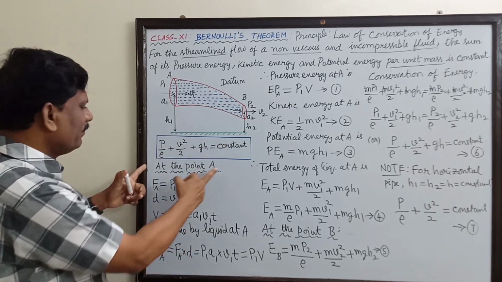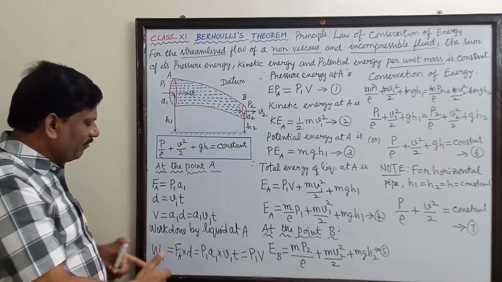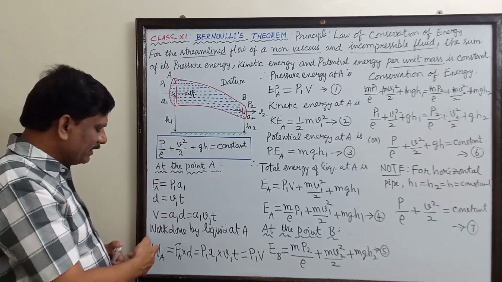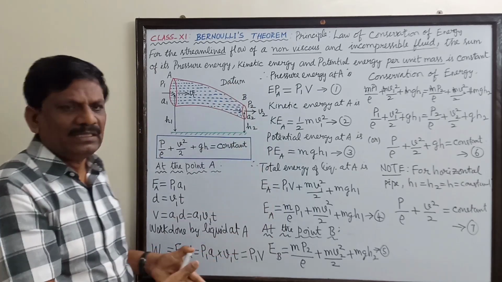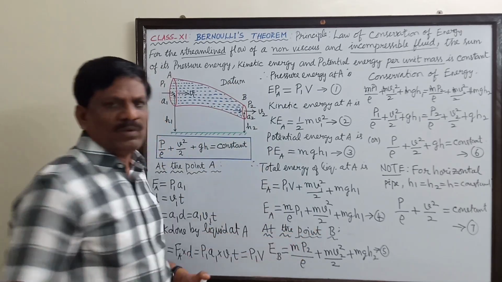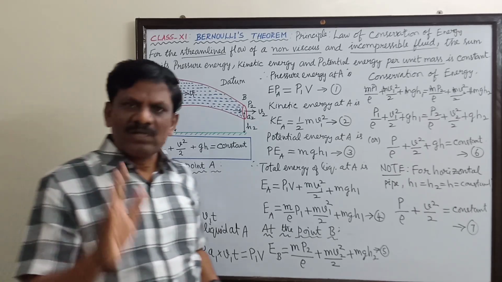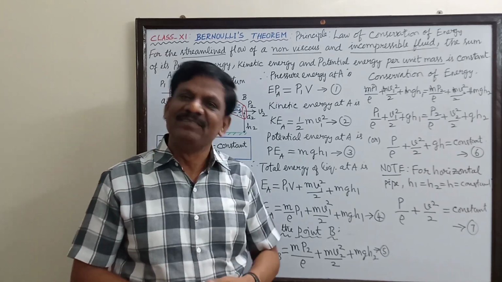Then you start with the left end A. So you get the expression for the force, distance and volume of the liquid. Then work done. Then automatically you will continue with the correct sequence. Then at the point B, once again you need not derive. So this is the shortest and easiest way of deriving Bernoulli's theorem. I hope you must have understood well. Fine.